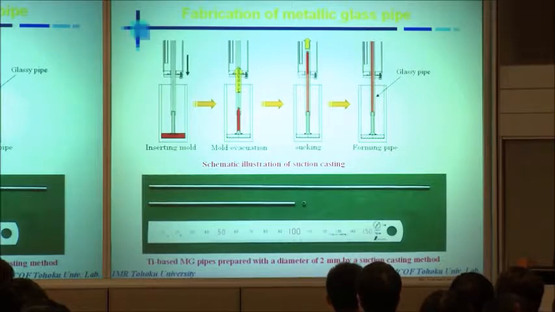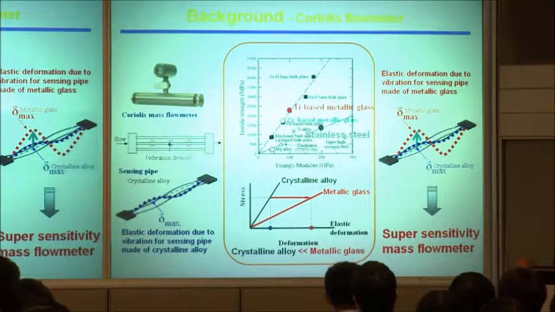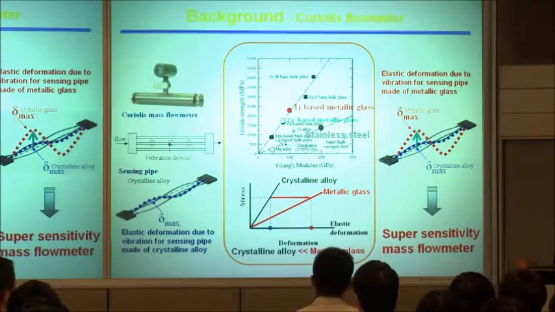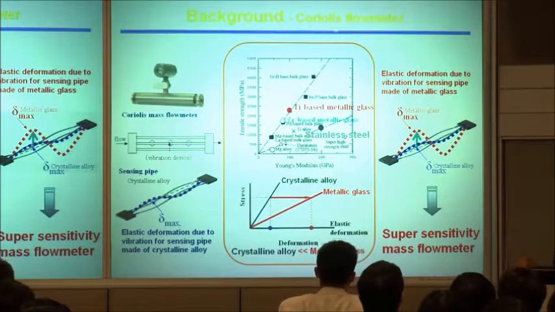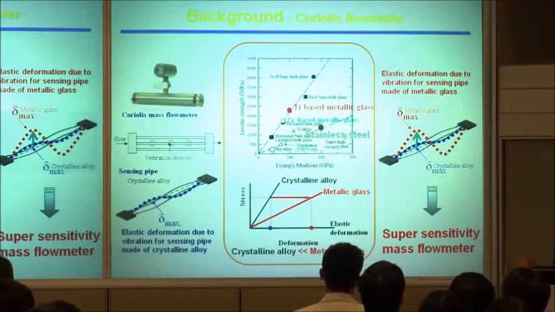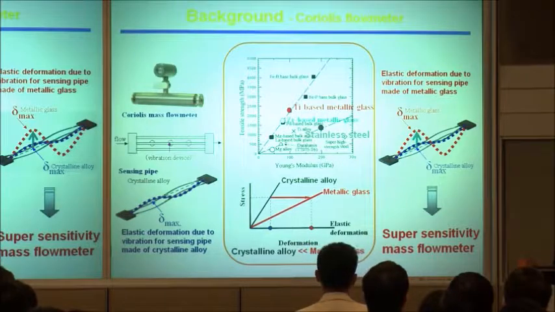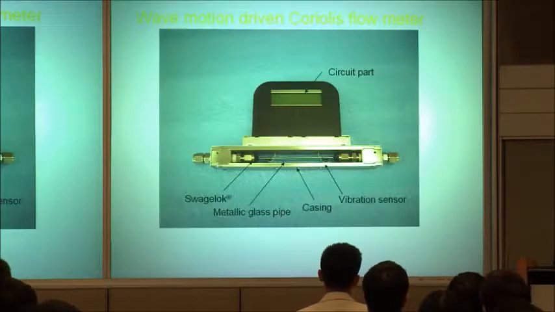And by using the ZrCuNi casting, you can get glassy alloy pipes with a very thin thickness of 0.2 millimeters. This glassy alloy pipe shows very high sensitivity as a Coriolis flow meter, because of its lower Young's modulus and large elastic elongations.